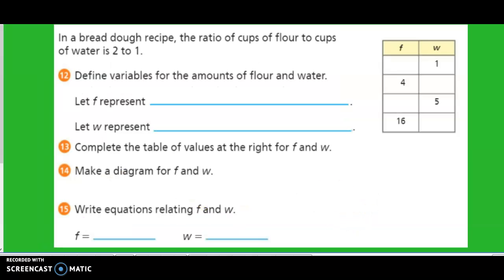See if you can answer this one on your own. In a bread dough recipe, the ratio of cups of flour to cups of water is 2 to 1. Answer questions 12 through 15, and then check your answers when you're done.